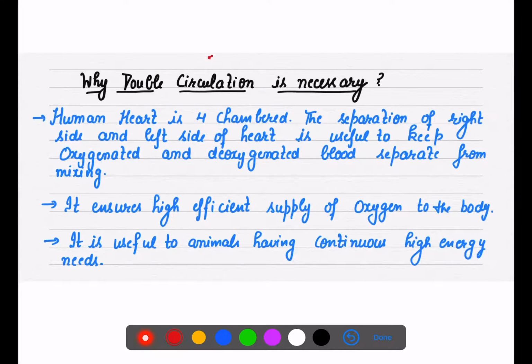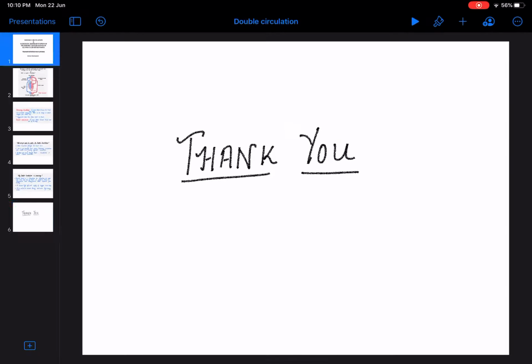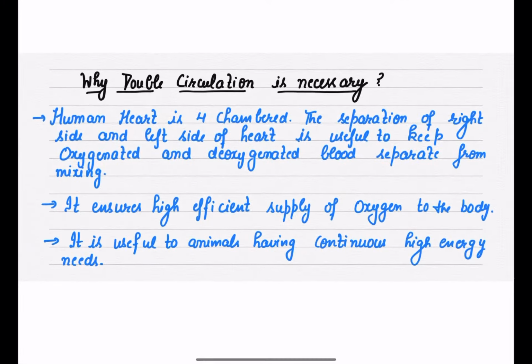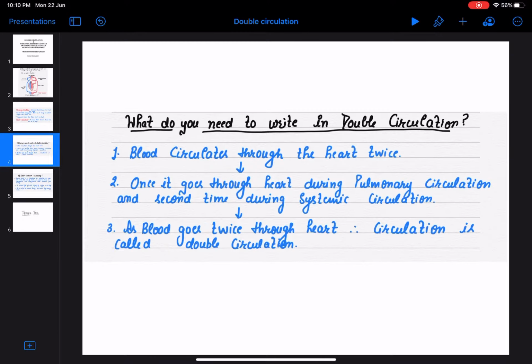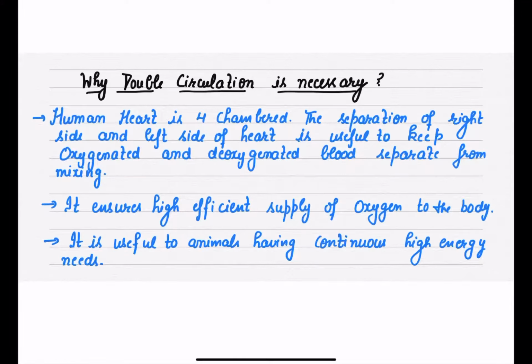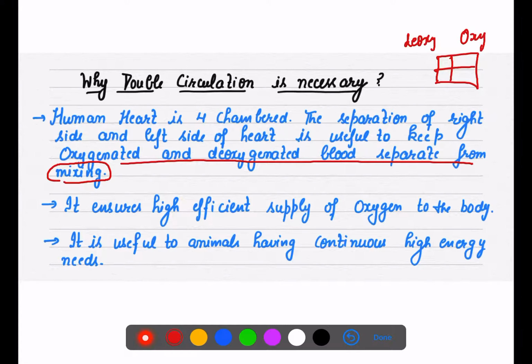Now why is double circulation necessary? This question also comes, and the total is 3 marks. It is asked in 3 marks. Now human heart is 4 chambered, we know it clearly now. The separation of right side and left side of the heart, why is it important? It is important to keep the oxygenated and deoxygenated blood separate from mixing, because our heart is 4 chambered, and it is important to keep them separate.